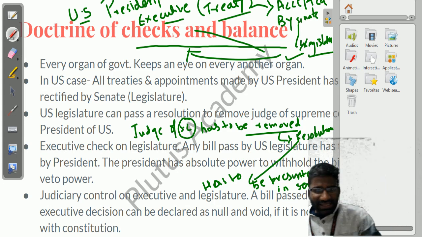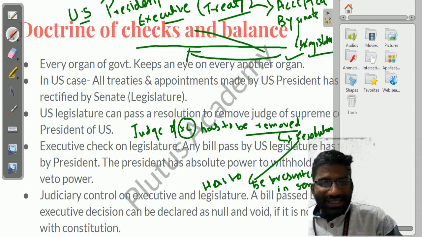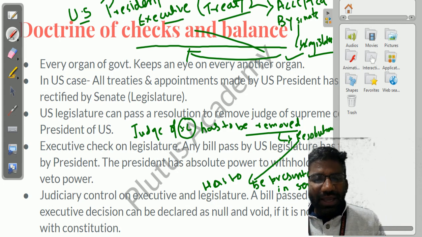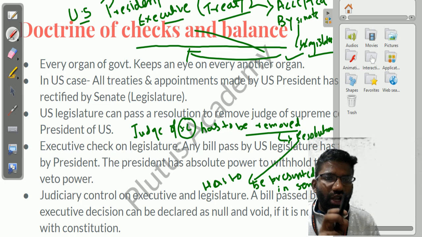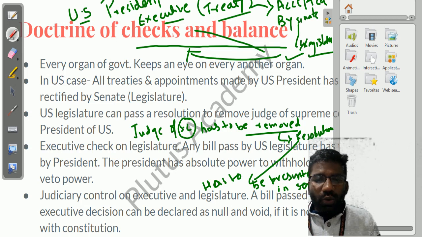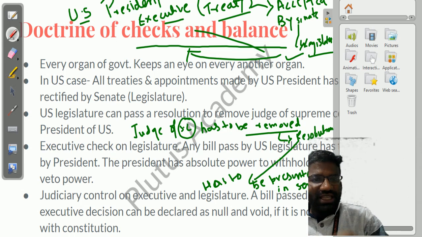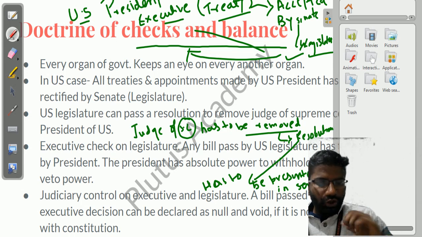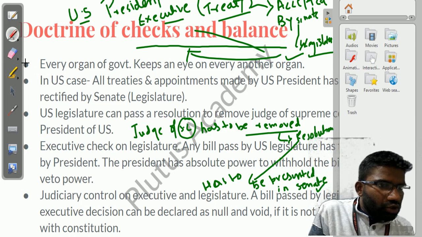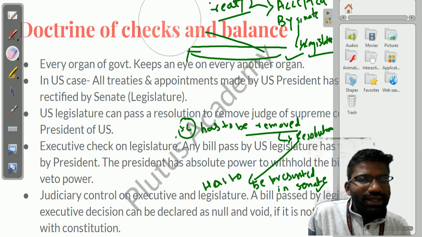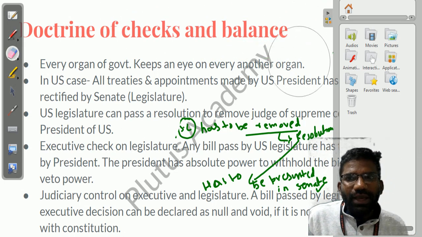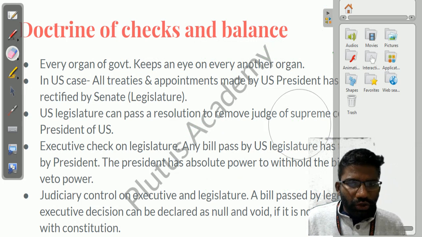That means in this case we are trying to prove the Senate is keeping a check on judiciary as well. In the first case, we tried to prove the legislature is keeping a check on executive. In the second case, we are trying to prove the Senate or the legislature is keeping a check on judiciary as well. So we are clear with two cases where the legislature is powerful and keeping a check on executive and judiciary.